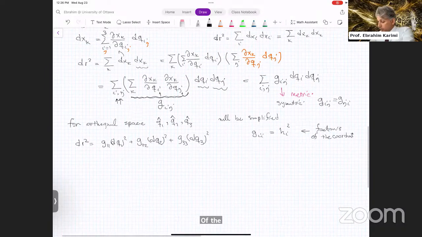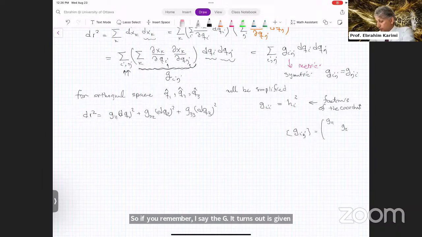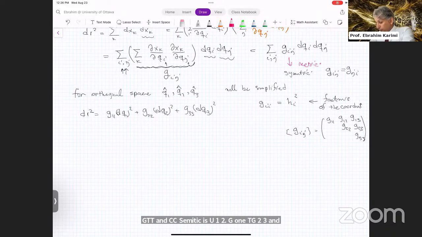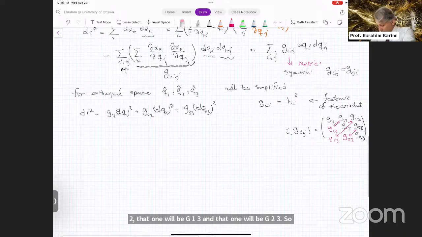So if you remember, I say that Gij, the tensor, is given by G11, G22, G33, and since it's symmetric, it is G12, G13, G23, and definitely that one also would be G12, that one will be G13, and that one will be G23. So they are identical.